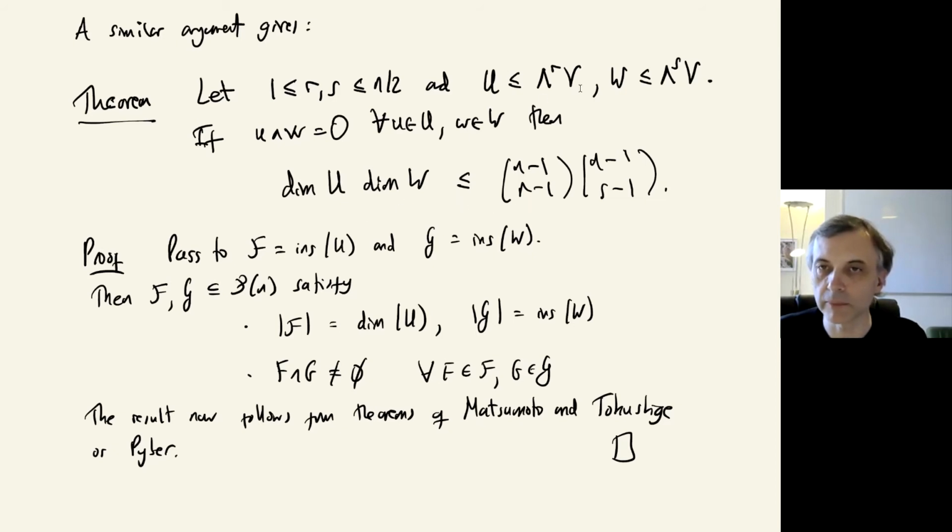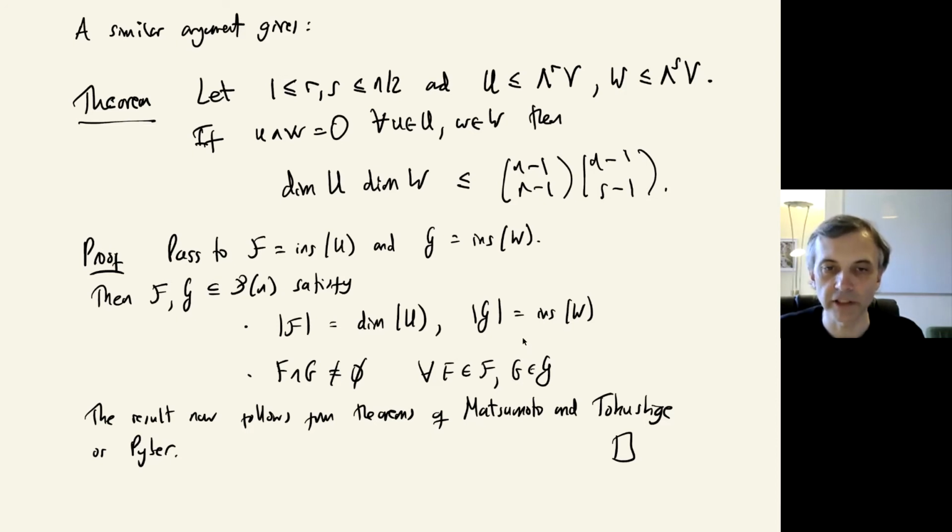So if U is a subset of the rth exterior power, W is a subset of the sth exterior power, then the product of dimensions is at most n-1 choose r-1 times n-1 choose s-1. Okay, so the proof is very much the same. So you pass to the initial hypergraphs. So you have initial hypergraphs F and G. F has size the dimension of U. G has size, sorry, I should say the dimension of W.